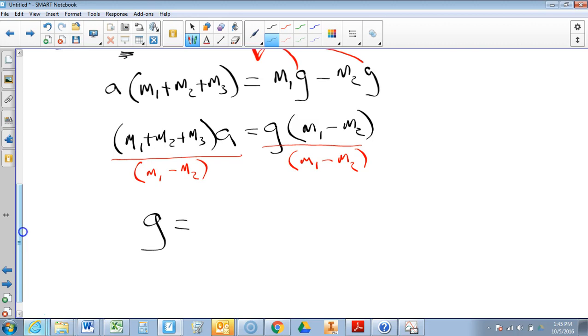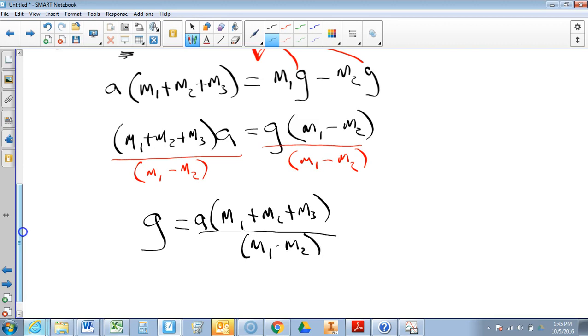G comes out to be, I'm going to put the A on the other side now. I just can't make up my mind. So it's going to be A times M1 plus M2 plus M3, all over M1 minus M2. Another way to write that is to put the A right there and just say M1 plus M2 plus M3 over M1 minus M2.